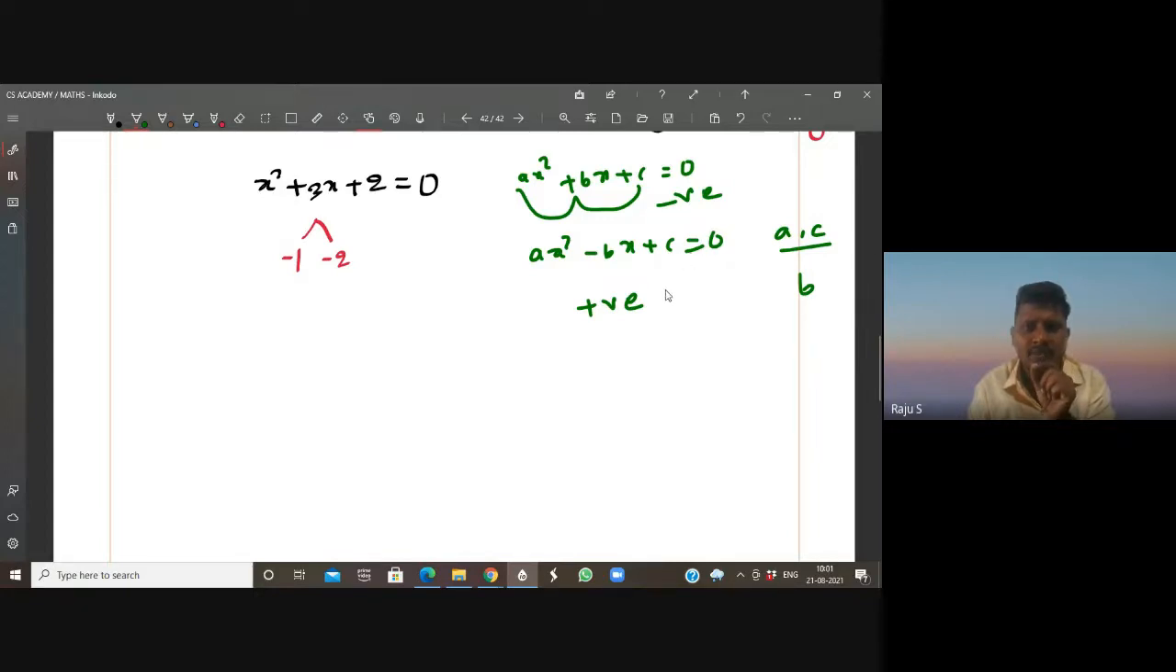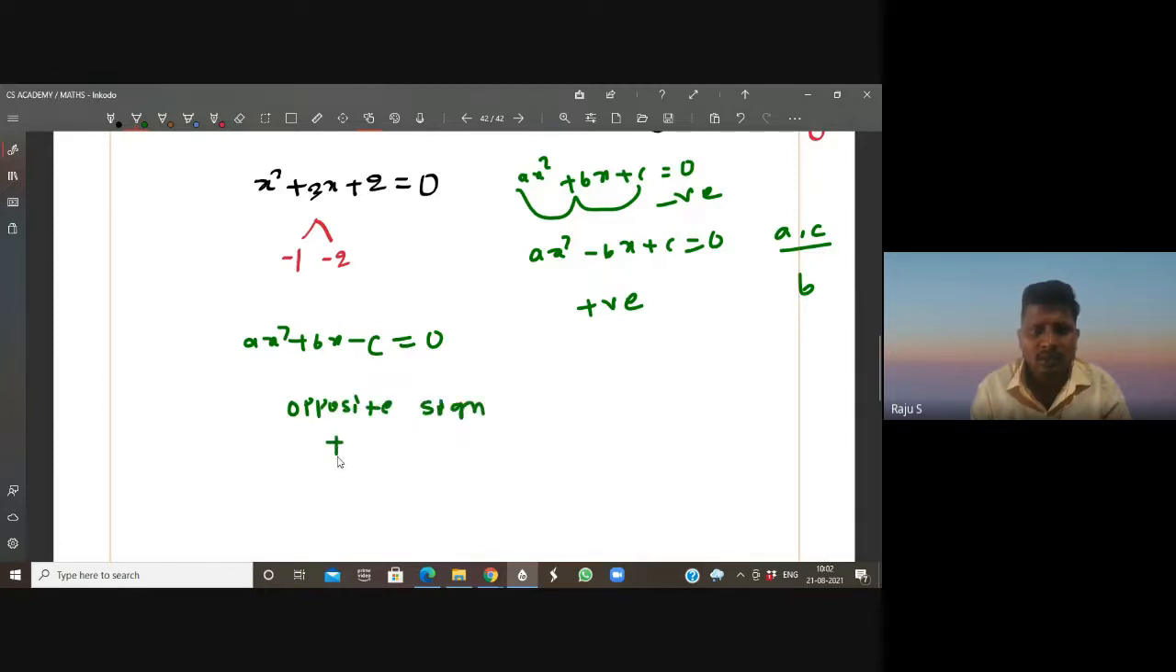Then the roots must be positive. And when ax square plus bx plus c is equal to 0, in that case I want to take a and c as opposite signs. See, a is plus, c is minus, or a is minus, c is plus. In that case, the roots have opposite signs.